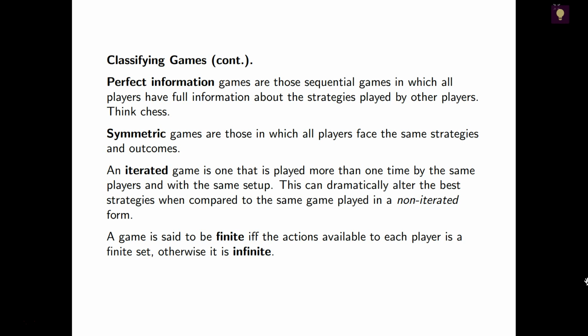We can also classify games as games of perfect information or games without perfect information. Perfect information games are sequential move games in which all players have information about the strategies played by the other players. So think about chess. Chess is a game of perfect information because you see each of the moves the other player has made. In some cases, we'll talk about games of complete information as well.